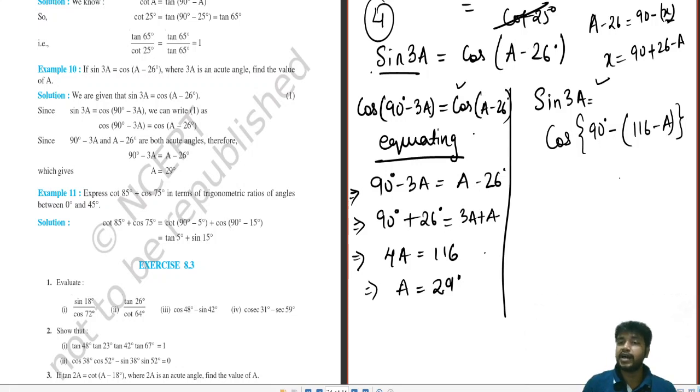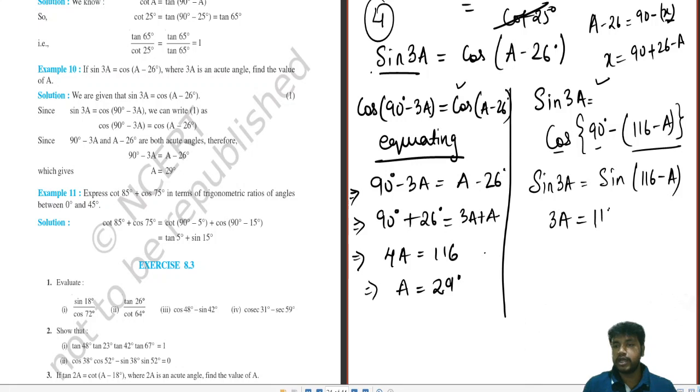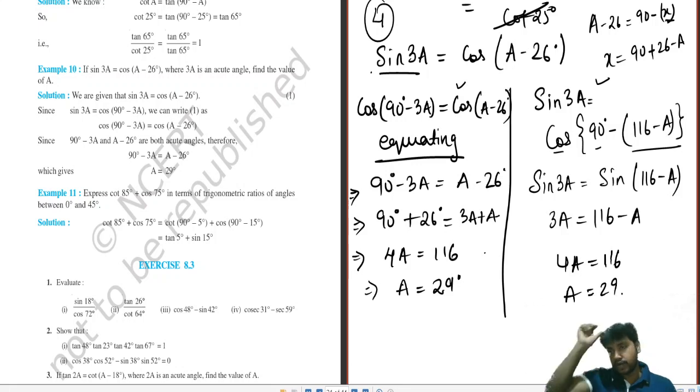If he takes an easy path, he will be a bit more enthusiastic in the exam. Otherwise, for solving this type, if he or she panics, then it can create a problem for other sums. So obviously the sums will not be wrong. So cos(90 minus theta) will be sin theta. So equating both the parts, 3a equals 116 minus a, 4a equals 116 and a equals 29.